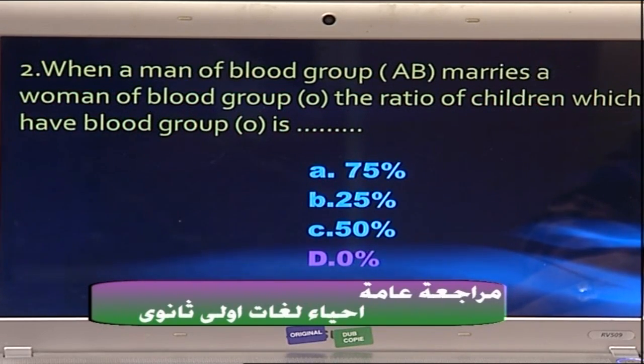Second question. When a man of blood group AB marries a woman of blood group O, the ratio of the children which have blood group O is... When you look at the genotype, AB blood group will be AB, and the genotype of O will be OO. When you cross OO with AB, it never produces an individual with O, meaning the ratio here is 0%. O blood group cannot be produced from this cross.